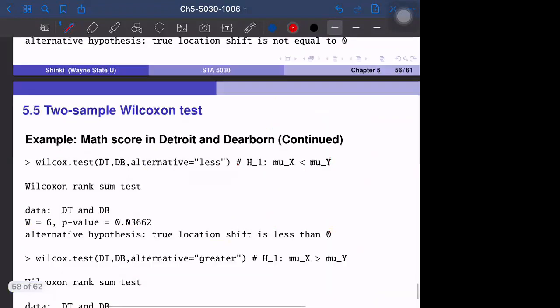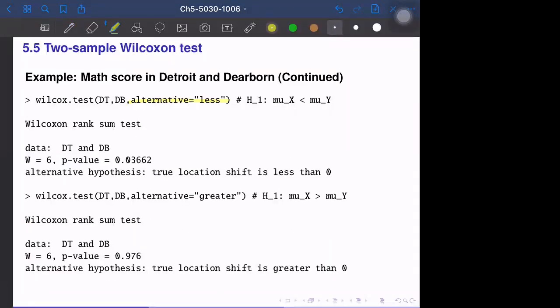You can also do a one-sided test. If the alternative is less, then basically the p-value is only one side, so only smaller W rejects the null. If the alternative is the other way, that Detroit has significantly higher scores than Dearborn, that is very unlikely because on average Detroit has lower scores. So if W is equal to 6, the p-value is very large, 0.976. So we do not reject the null hypothesis at all.